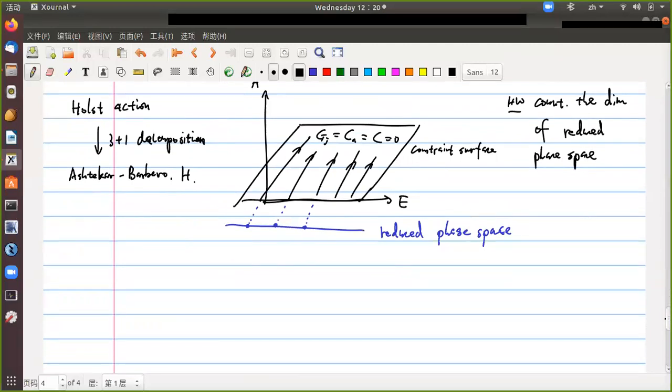All right. So having those constraints, let's work out the gauge transformation.